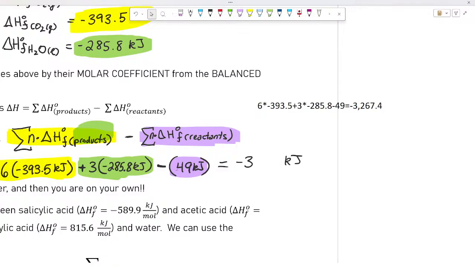And again, if in your mind it's more intuitive to say I'm just going to add all these together, but I'm going to know that I have to switch all the ones that are reactants, that's great. That is intuitively doing what this equation is formally telling you to do, and that's totally cool. So what do we get? 3267.